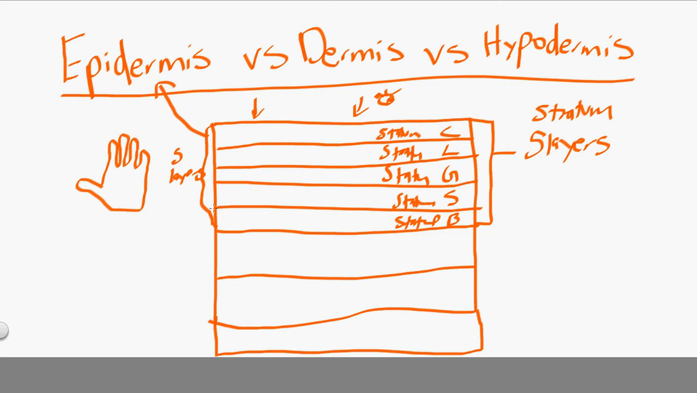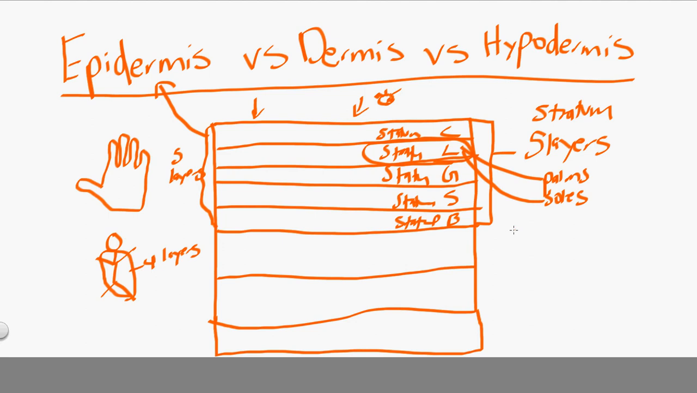Now, one of those layers, the L here, the stratum lucidum, is only in the palms of your hands and the soles of your feet. So what does that mean? That means that the majority of the human body, except for the palms and the soles of the feet, only has 4 layers. Why? Because again, the stratum lucidum is only in the palms of your hand and the soles of the feet. That means everywhere else in the body is only 4 layers.